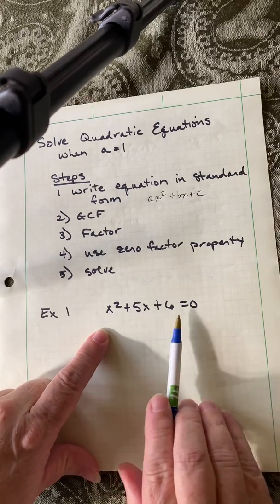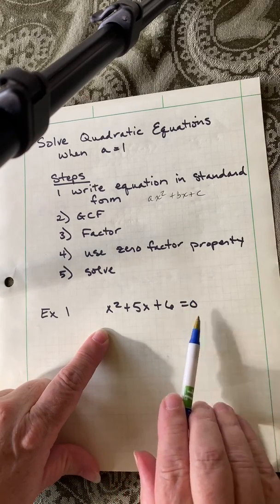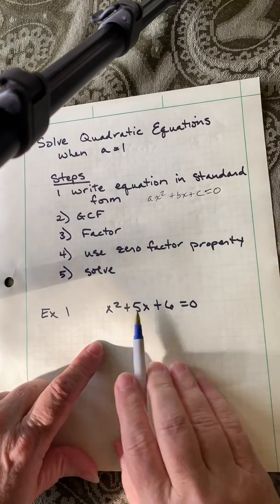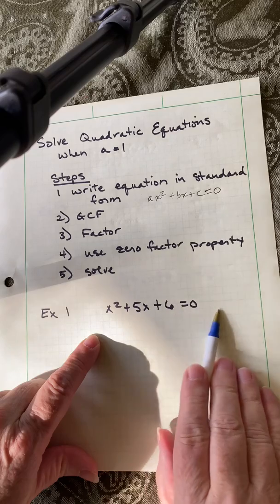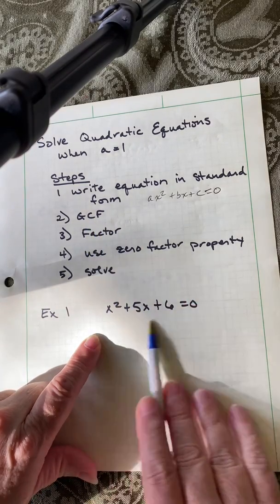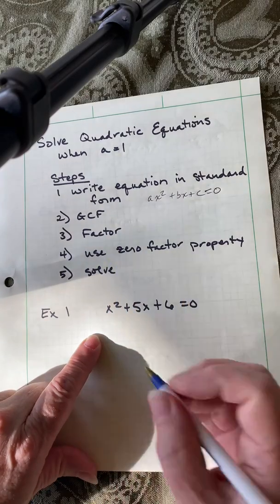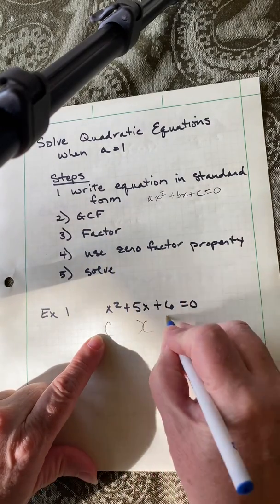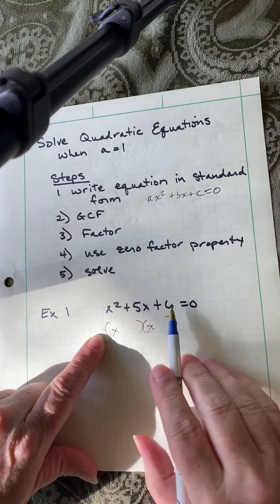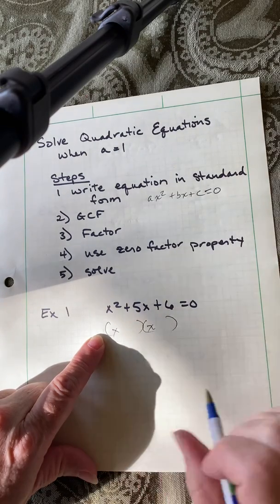It's in standard form, equaling 0. We always want it to be equal to 0, so I guess I should have put that up there. Okay, descending powers equaling 0. So next thing says greatest common factor. I don't have one. So then it says factor it. Okay, so let's get our template out. I got that leading coefficient of 1. So I need factors of 6 that will add up to 5.